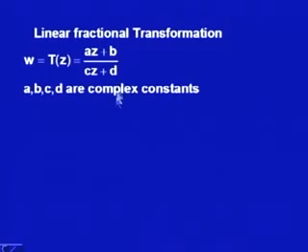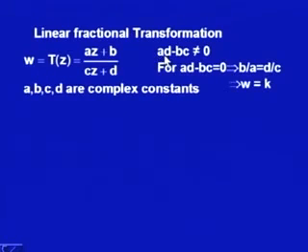Now this transformation is meaningful only when AD minus BC is not equal to 0, because if AD minus BC is equal to 0, then we can write B by A is equal to D by C, and you can take A outside from the numerator and C outside from the denominator, and if this condition is satisfied then the two things will cancel out and what we have is simply w is equal to a constant. So this mapping is not of our interest, so we will consider the case when AD minus BC is not 0.